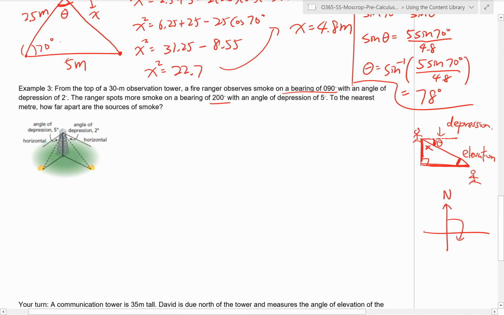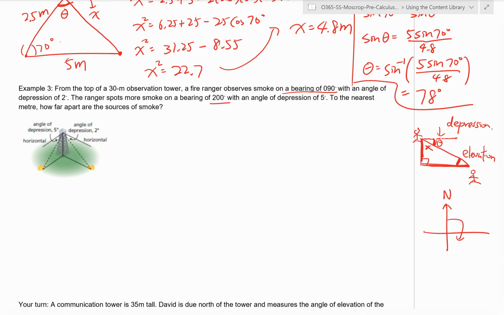So here's the question. It says from the top of a 30-meter observation tower, a fire ranger observes smoke on a bearing of 090 degrees with an angle of depression of 2 degrees. The ranger spots more smoke on a bearing of 200 degrees with an angle of depression of 5 degrees. To the nearest meter, how far apart are the sources of smoke?